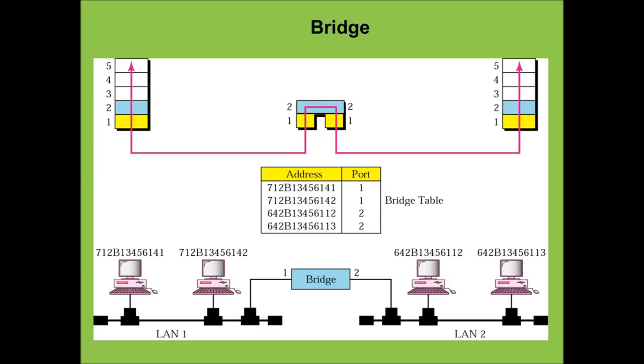And these two local area networks are being joined or connected with the help of a bridge, and the bridge has two interfaces, and these are used to receive or forward data. So port number 1 is used for receiving and port number 2 is used for forwarding data.